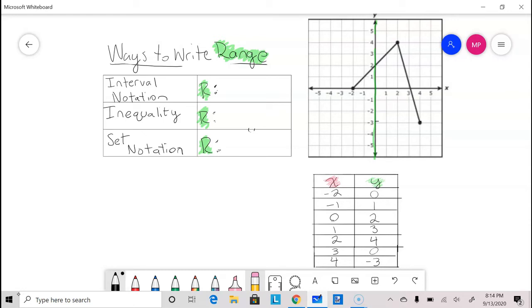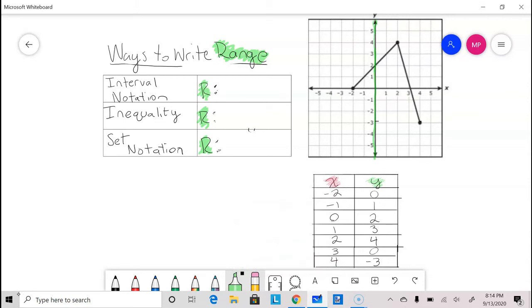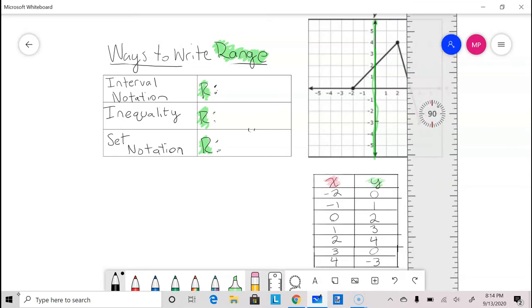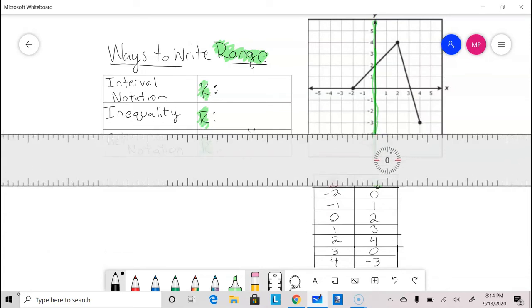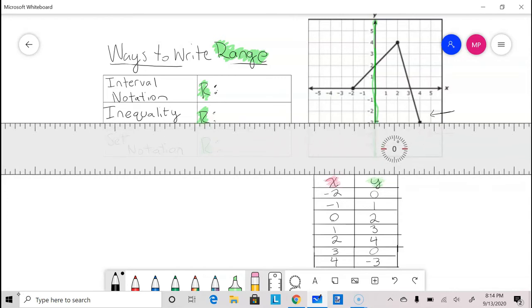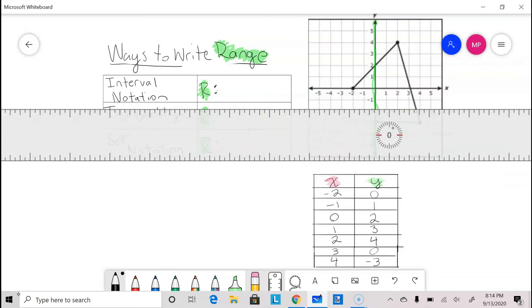So you'll notice I color coded it with the green along with the y-axis. So now we're going to be looking for the lowest y value and the highest y value. So remember, we're looking up and down. So you'll notice that none of the points for the lowest and the highest cross the y-axis, and that's okay. So what we're going to do is find the lowest point, which is right here. And we're going to draw a line to the y-axis to figure out what our lowest point is. So if we draw a line across, we see -3 is our lowest.